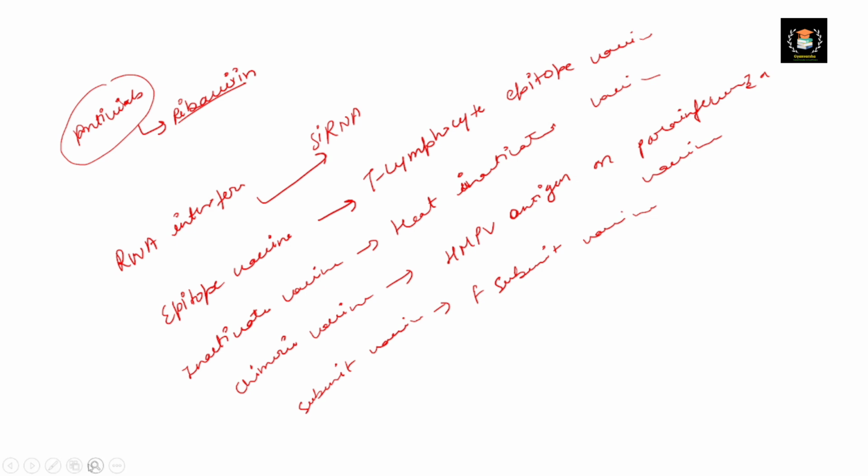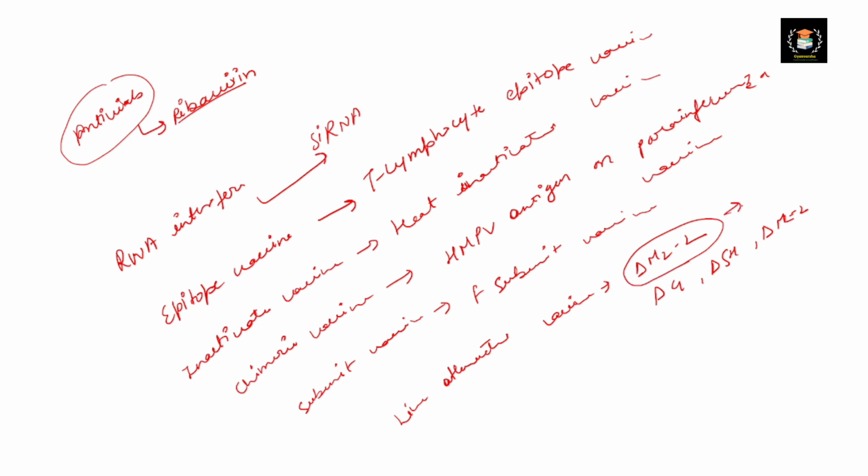Okay, I hope that much. Live attenuated vaccine is also used as a control strategy. In that, delta M2-2, delta G, delta SH, delta M2-2. In which model did they use this delta M2-2? They used the hamster model. So these are important control strategies. Just see it once and then go in the exam.